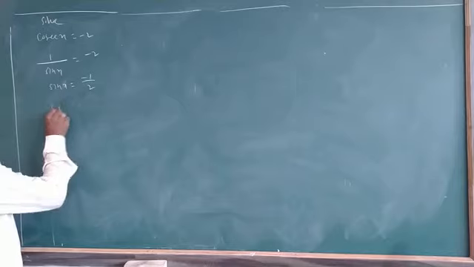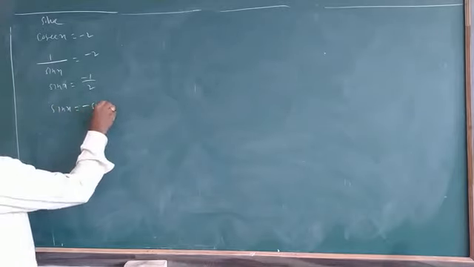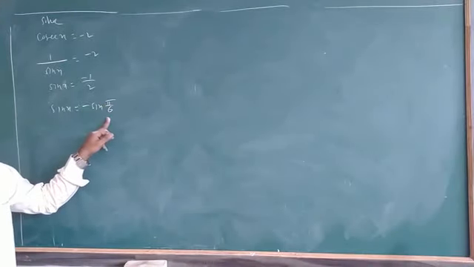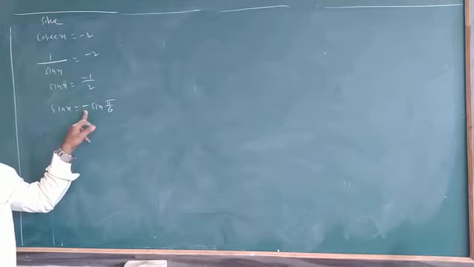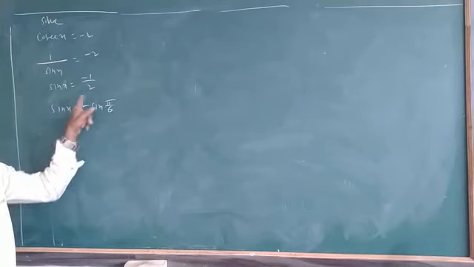Okay. Yes, this is how I am writing. Sin x is equal to minus sin pi by 6, isn't it? So here outside, the negative is there. You cannot keep the negative like this, so you have to change it. That means this value is negative.